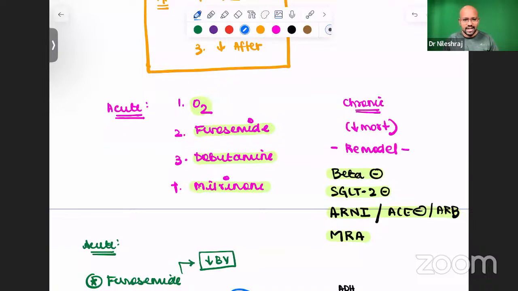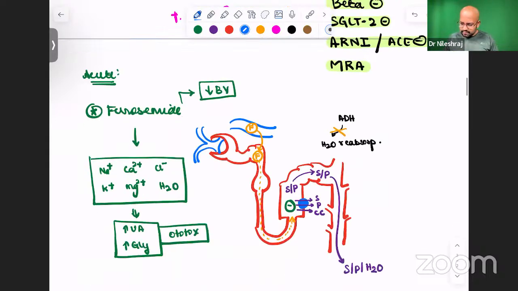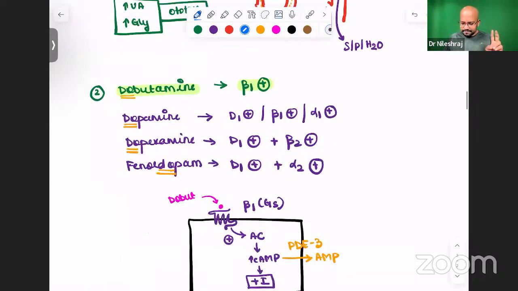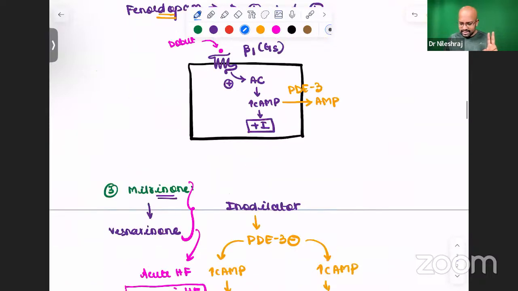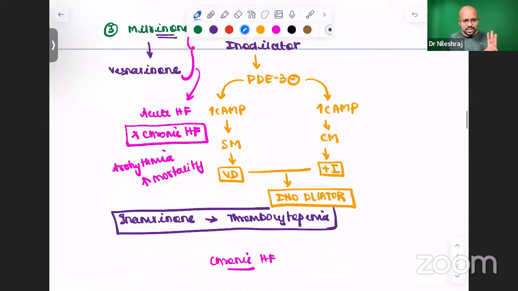In chronic heart failure, we can give beta blockers, SGLT2 inhibitors, ARNI drugs, or MRA drugs, mineralocorticoid receptor antagonist agents. We have a mnemonic for that, BSAMs. Apart from that, we also have ACE inhibitors. We also have certain other drugs like ivabradine, but not used more commonly. We explained about the first drug, furosemide. Dobutamine, how it functions, we explained it. Milrinone, how it functions, we explained it.